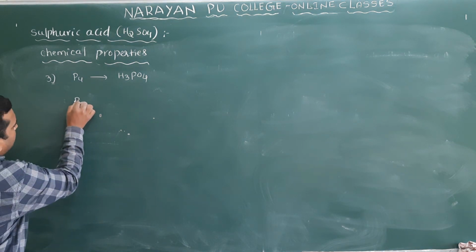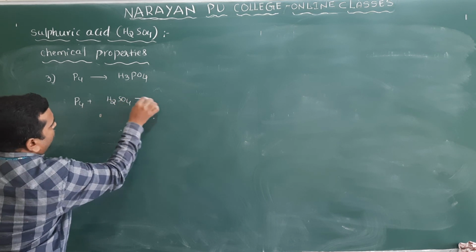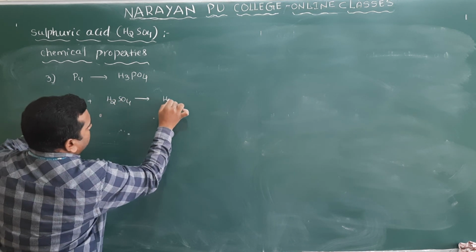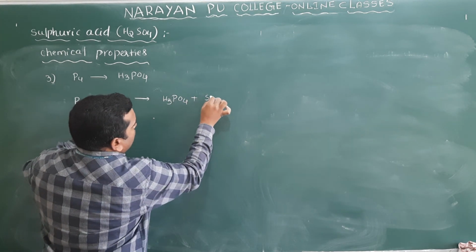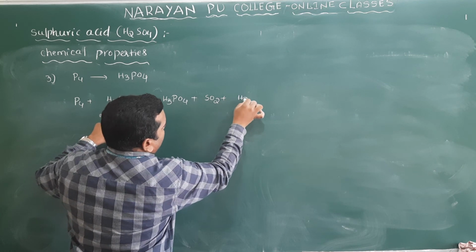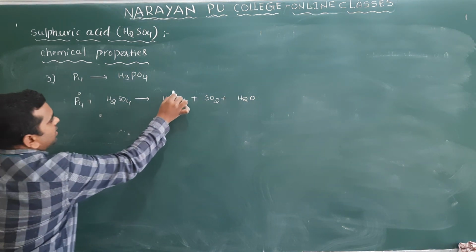What is the phosphorus? Phosphorus P4, and we have to write H2SO4. Then what you will get? Phosphorus is converted into phosphoric acid, H3PO4. Sulfur is converted into sulfur dioxide plus what you will get? Common is water, H2O. Clear? So now, and here balance the equation. If you balance the equation, it is 0 and it is what?